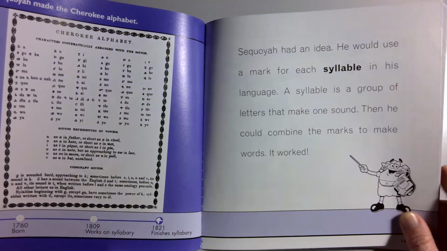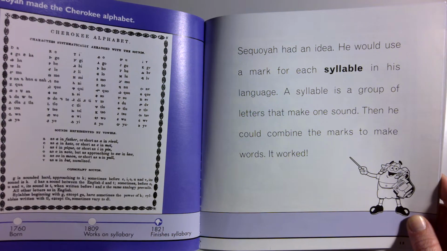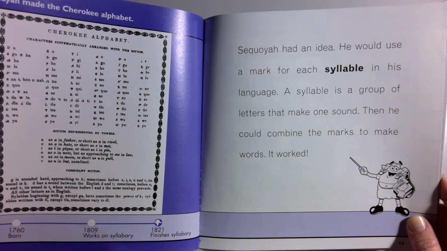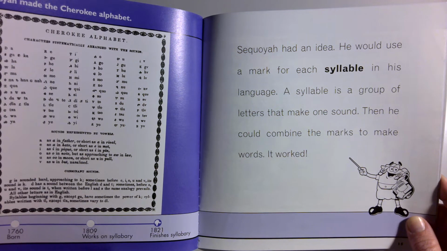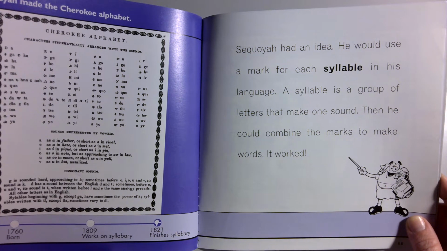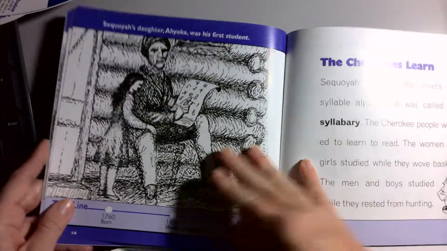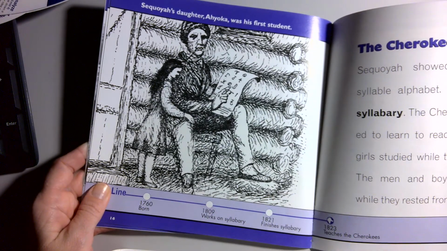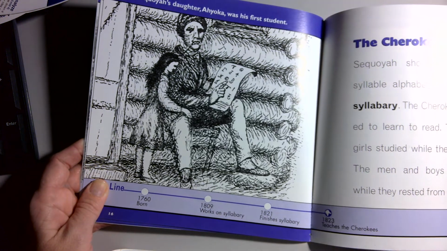Sequoyah had an idea. He would use a mark for each syllable in his language. A syllable is a group of letters that make one sound. Then he could combine the marks to make words. It worked. So that's very exciting. Now he has his alphabet that is a mark for each syllable. Not each word, that was probably too many, but he's got a mark for each syllable in his language. Sequoyah's daughter, Ayoka, was his first student.